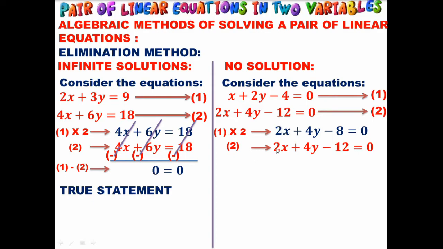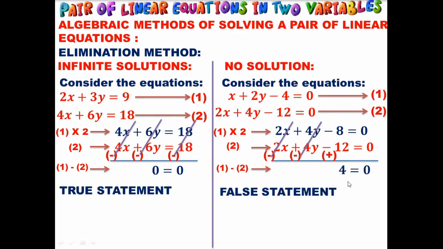Now 2x and 2x are of the same sign, so let me subtract them by changing the sign of the terms in the second equation. 2x minus 2x gets cancelled, 4y minus 4y gets cancelled, and minus 8 plus 12 is 4 equals 0. Here we have got 4 equals 0. Is 4 equal to 0? No, it's a false statement, isn't it? So when you get a false statement like this without any variables, we conclude that the given pair of equations has no solution. So this is all about the elimination method.